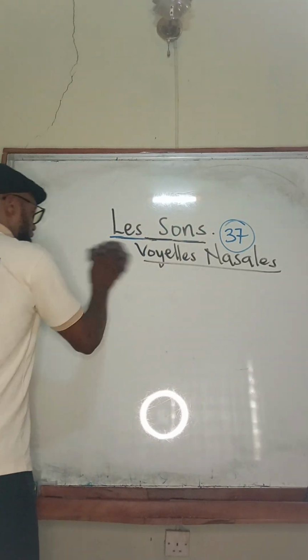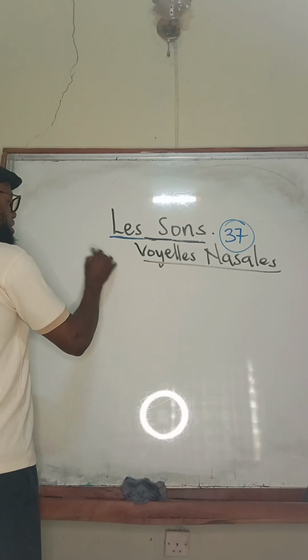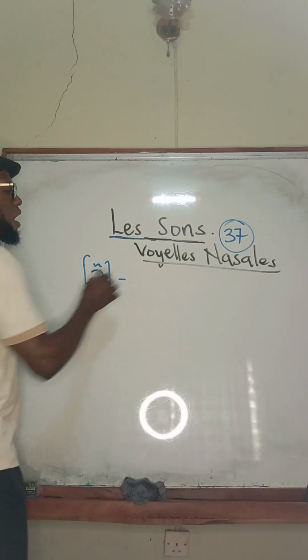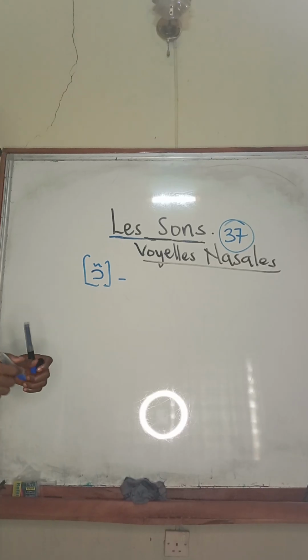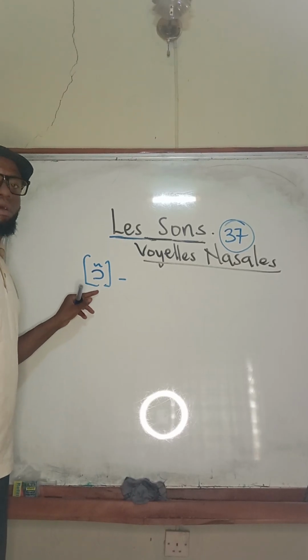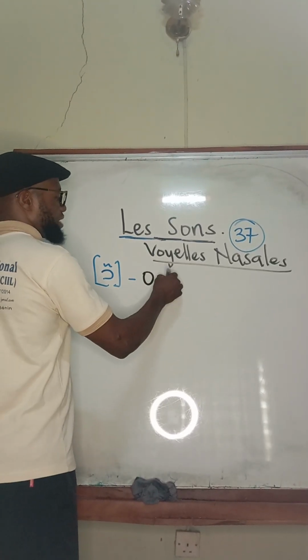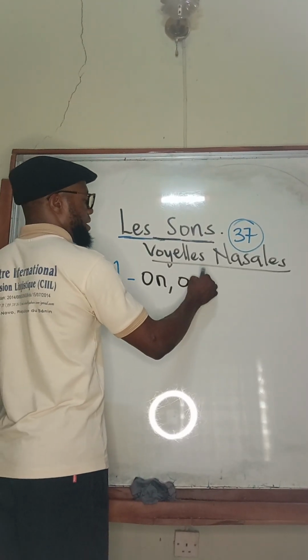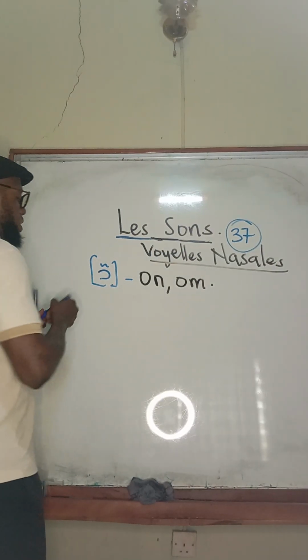Let's look at another sound, because of our time. This one is pronounced as this. I'm pronouncing it with what? With nose. Can you repeat after me? Très bien. Very good. And the letters that are going to give me this sound are O-N and O-M.